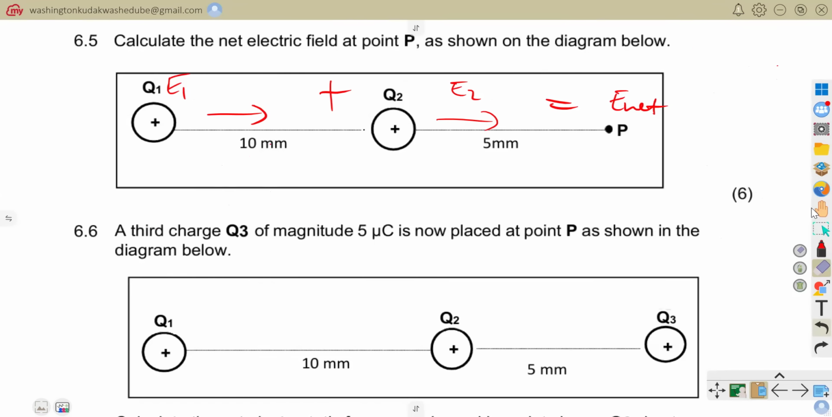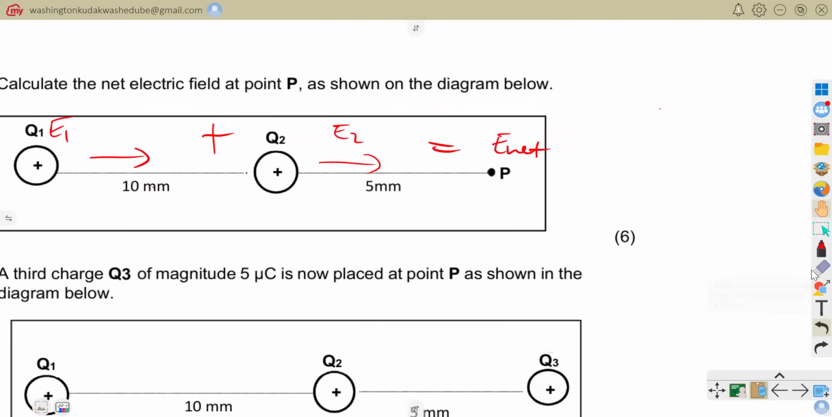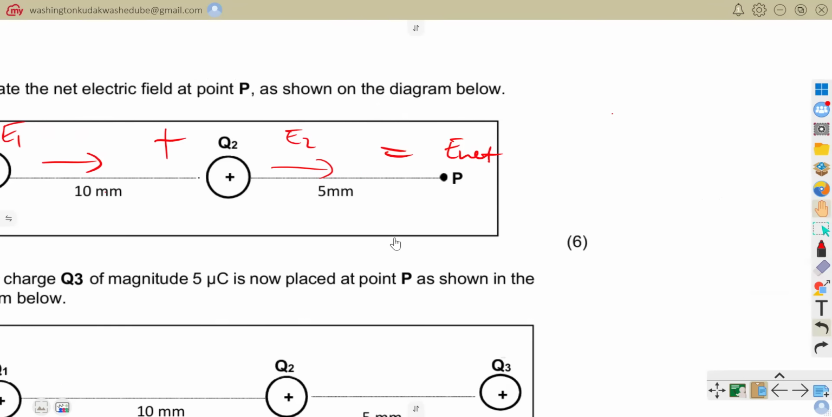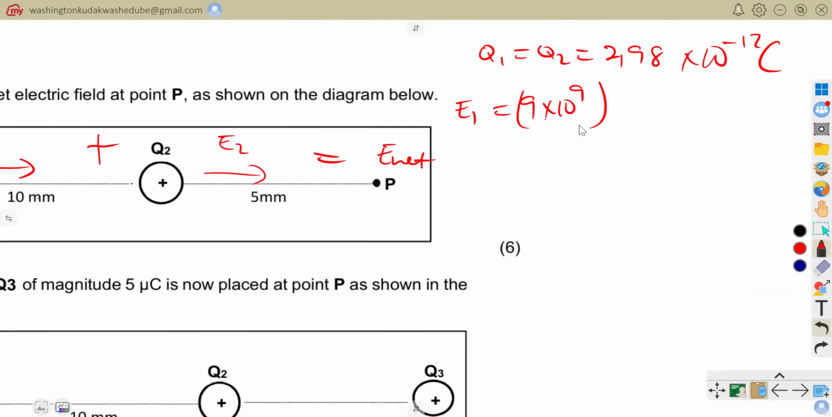Now, you would see that, were we given the charges? Yes, we were told that we should calculate the charges, and we say that the charges are identical, which is to say we said Q1 is equal to Q2, and we said the value is what? 2.98 times 10 to the power negative 7 coulombs. So these are the charges that we are going to use. E1 would be equal to K, which is 9 times 10 to the power 9, times this 2.98 times 10 to the power negative 7, all over what? R squared, which is 0.